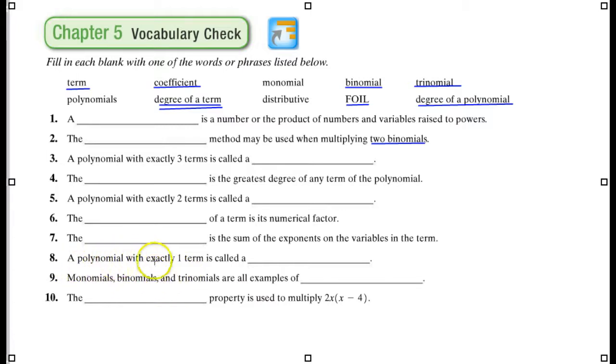A polynomial with exactly 1 term is called, one having the prefix being mono, monomial. Monomials, binomials, and trinomials are all examples of polynomials. The what property is used to multiply this? Well, the distributive property. Okay. That's why it's always nice to have an example to back up your definition.